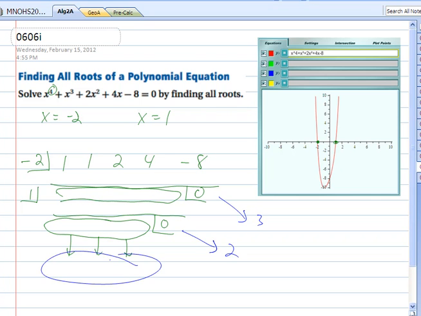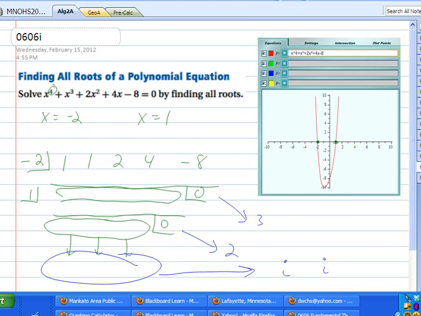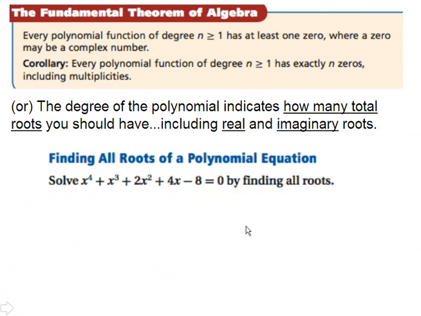Once you have a degree 2 problem here, you can either reverse FOIL this to find the other 2 roots, you can use the quadratic formula, or you can complete the square. It's probably a good idea to use the quadratic formula, and you're probably going to get out imaginary roots, especially in this example, because we only see 2 real roots here. Okay, so that's kind of the idea behind all of that part.